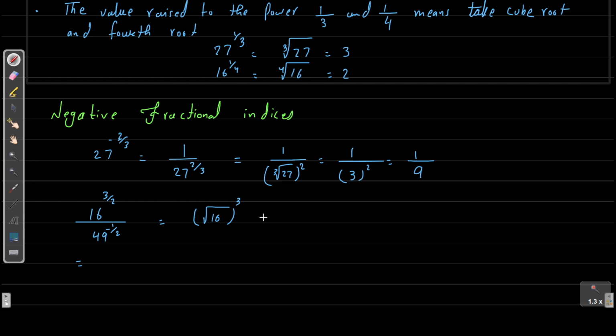So 49, I'm going to take this to the numerator to make the power positive. It will be 49 to the power 1 by 2, which is simply the square root of 49. The square root of 16 is equal to 4, and 4 cubed is 64. The square root of 49 is equal to 7. So 64 times 7 is 448. That's how we can solve any fractional indices.